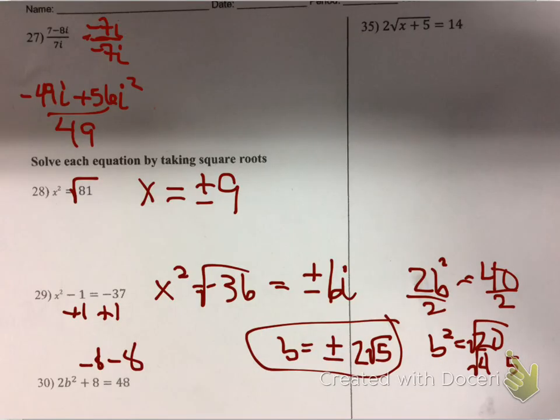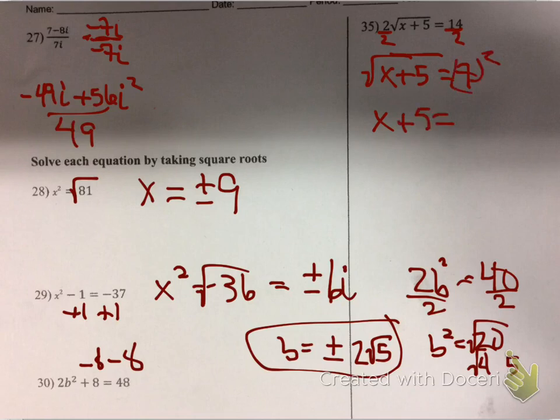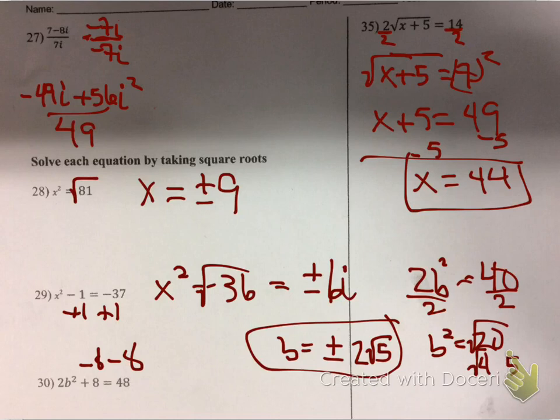Okay, so now let me go back to here and do number 35 and say, okay, gotta get rid of this 2. So I have the square root of x plus 5 equals 7, because 14 divided by 2 is 7. Then take that, square that. So I got x plus 5 equals 49. Then I can subtract 5 to get x is equal to 44. So a lot of this should be hopefully fairly easy. You just got to make sure you pay attention to the steps and recognize what steps you need to do.